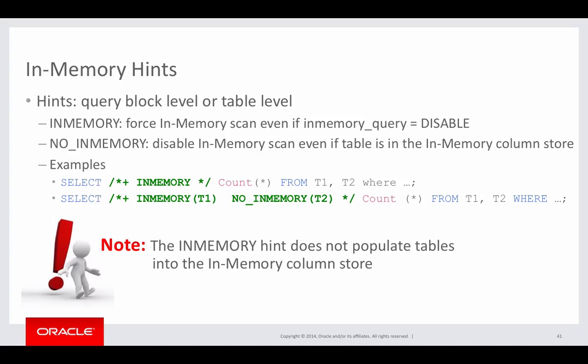Now be very, very careful. The INMEMORY hint does not trigger a table that has not been marked in-memory to be populated into the in-memory column store. INMEMORY is simply a hint that allows you to direct the optimizer whether to scan an existing object in the in-memory column store or not.